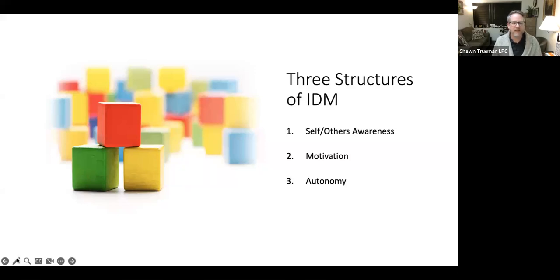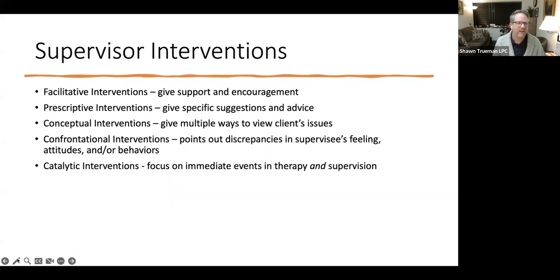So I've said that the integrated developmental model is both descriptive and prescriptive. And the prescriptive part speaks to the use of supervisor interventions. Now, there are basically 5 different interventions that you would use as a supervisor within the integrated developmental model. The first are facilitative interventions, and this is just that pat on the back, giving you some support and encouragement to the trainee. There are prescriptive interventions where you're giving specific advice and suggestions.